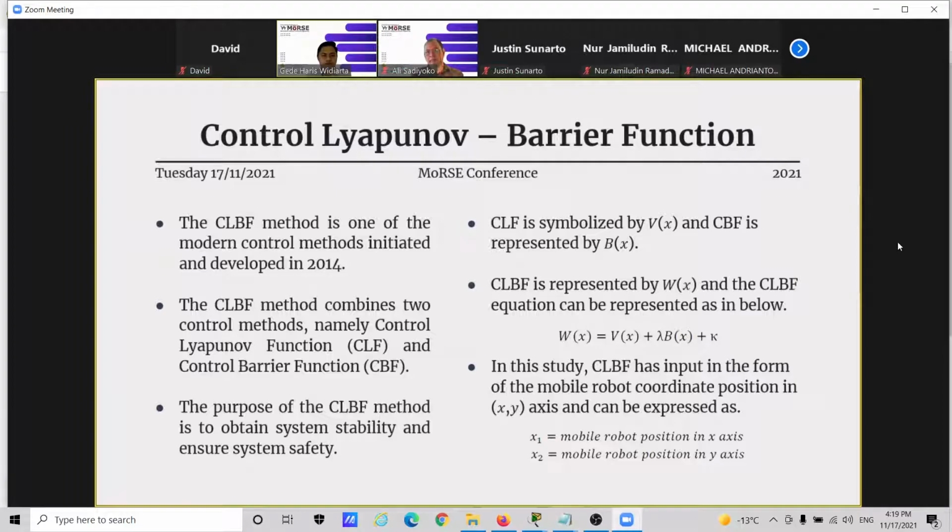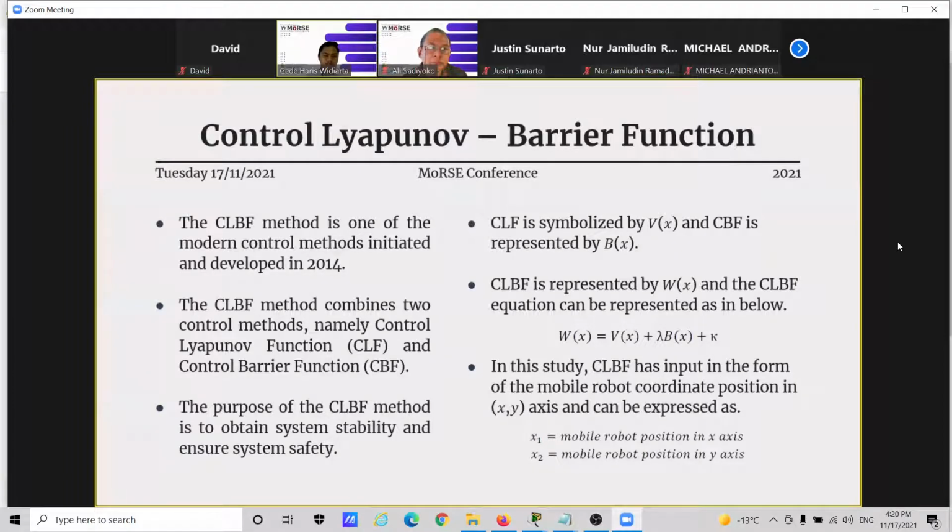W(x) equals V(x) plus lambda multiplied by B(x) plus kappa. In the equation, V(x) is the CLF equation, B(x) is the CBF equation, lambda is the barrier gain parameter, where the higher the value of lambda, the more aggressive the system is when avoiding the barrier, and kappa is an additional control parameter. If kappa is more than 0, the system's distance to the barrier will be closer, while when kappa is less than 0, the distance to the barrier is greater.